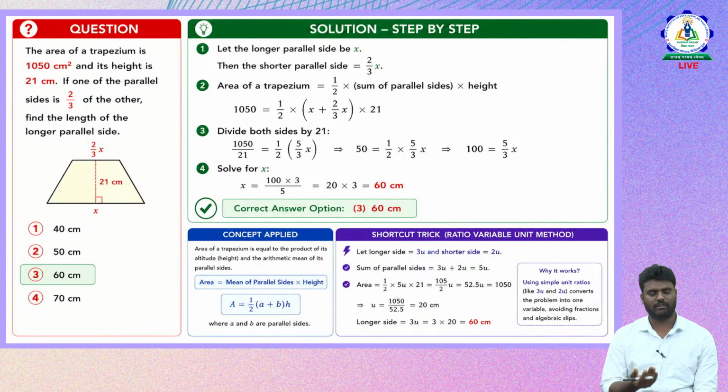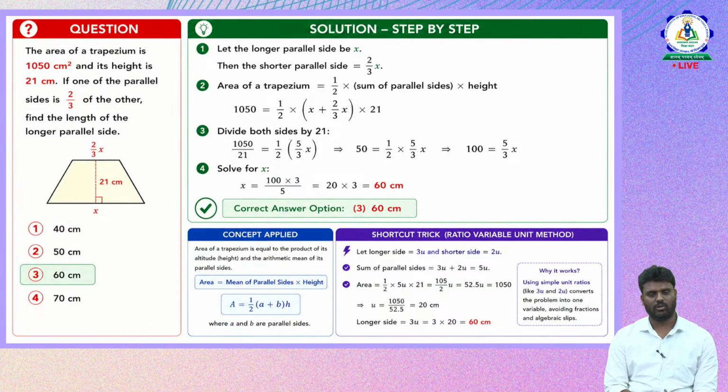So from that we can get the idea that we can apply the formula for the area of the trapezium. The area of the trapezium is equal to half into the sum of the parallel sides into height. In the question, let the longer parallel side be x, and the shorter parallel side they have given is 2 by 3x.